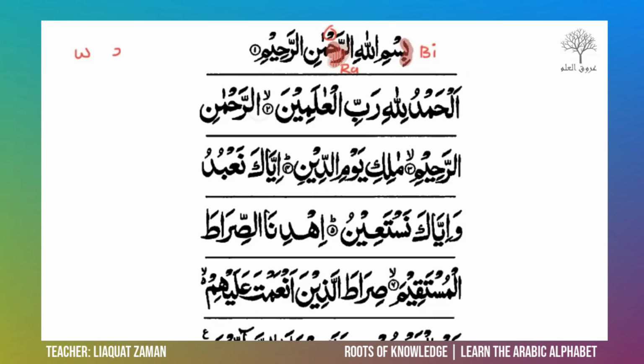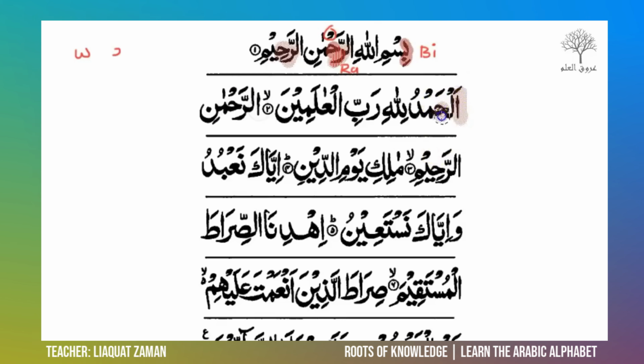Again, we have this Ra. This time the Ha has a Kasra below it. And if you remember, in one of the clips when we were doing Ha, Jim, Ja, Ha, and Kha, we said that the tail is cut off, so it's cut off there. Okay, over here, notice you have this A.